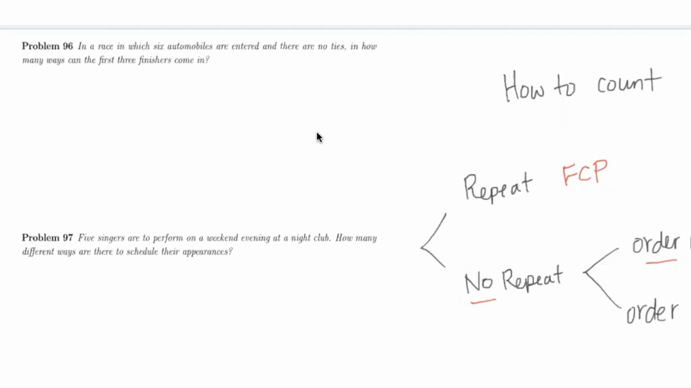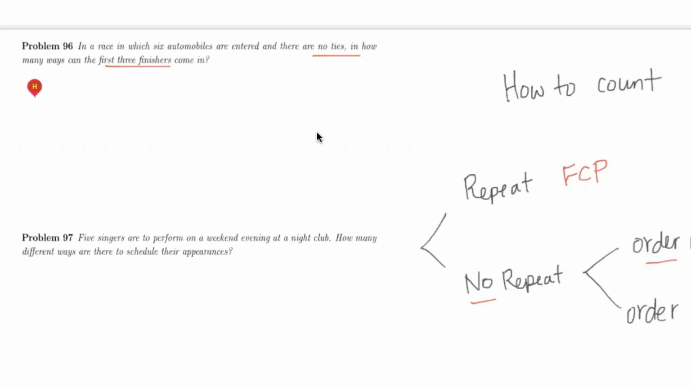Okay. So let's see. There are two things to be considered. For this example, 96, it's a race. Six cars are entered, no ties. How many ways can the first 3 finishers come in? So no ties. Is there repetition? There is no repetition.